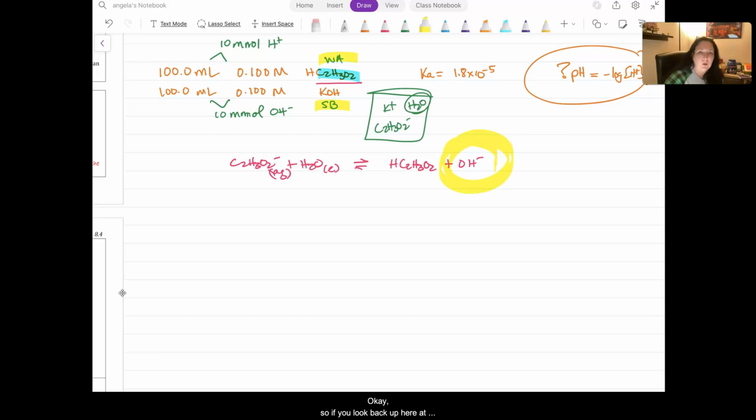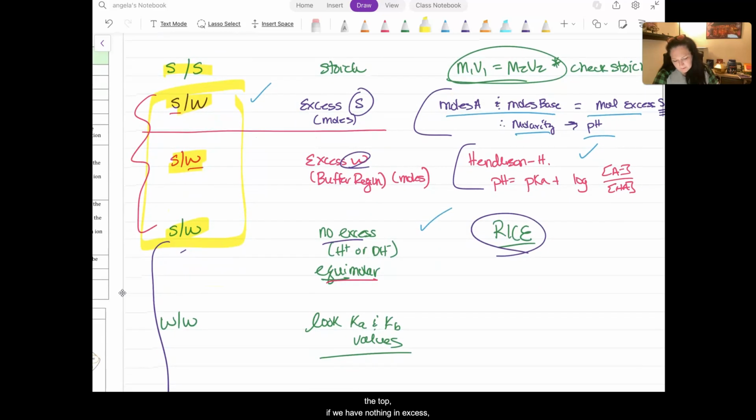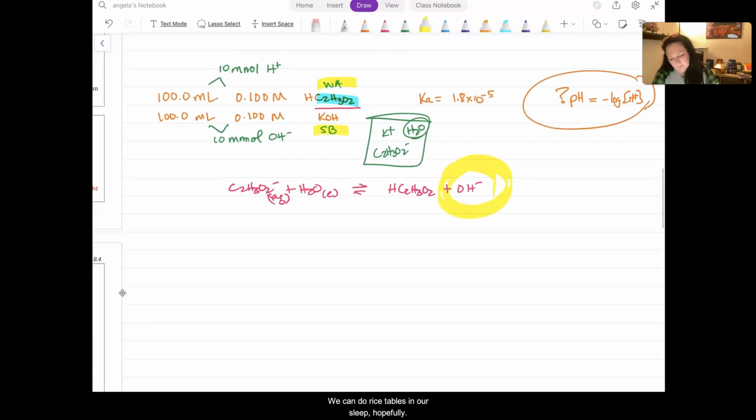Okay, so if you look back up here at the top, if we have nothing in excess, we got to go to a rice table. Okay, so this is going back to Unit 7. We can do rice tables in our sleep, hopefully. R-I-C-E. Some of us can. All right, so here we go. What's the initial concentration of this acetate? I don't know. We got to go calculate it.